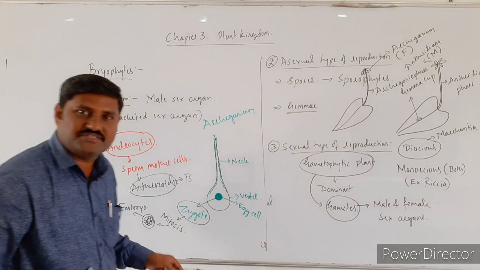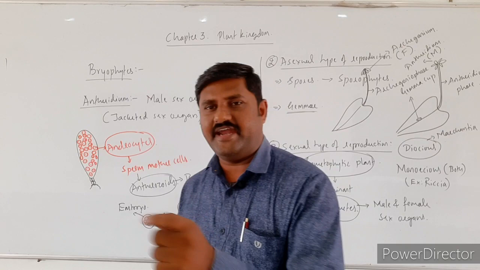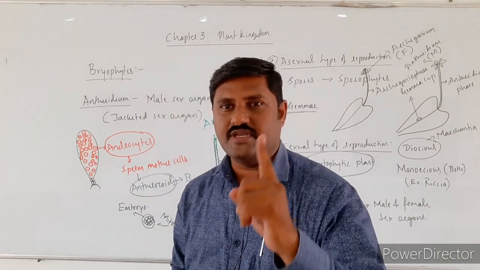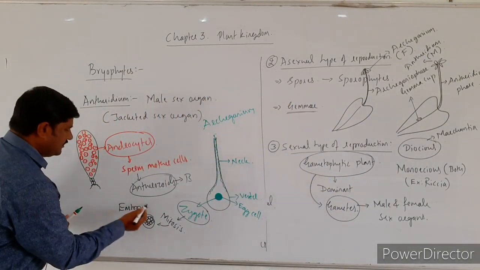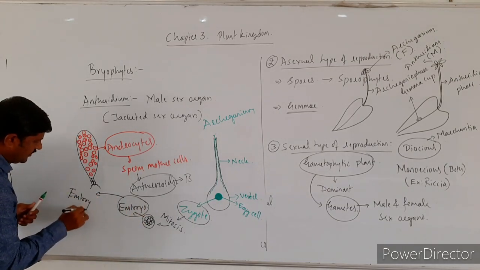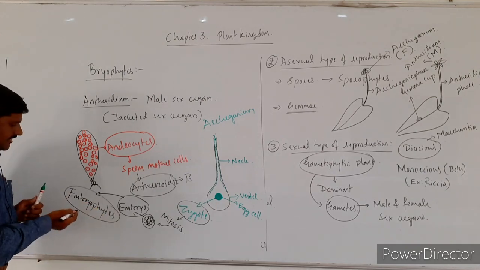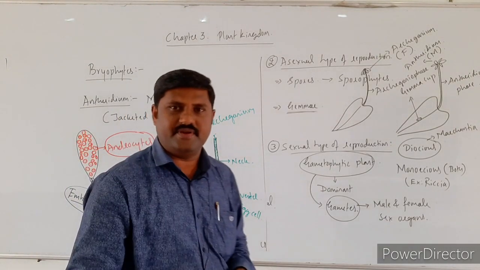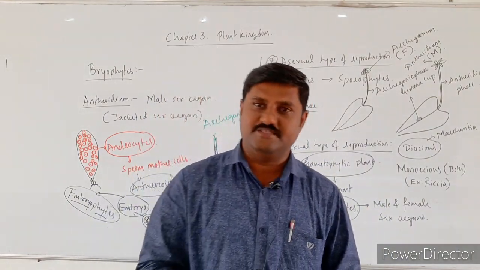These are the plants which produce an embryo for the first time. Hence, these are embryophytes. This is one more unique feature of these plants. Since they consist of an embryo, these are described as embryophytes. The name itself suggests it: embryo means embryo, phyta means plant. Plants which produce an embryo are called embryophytes. This is also a very unique feature of these plants.